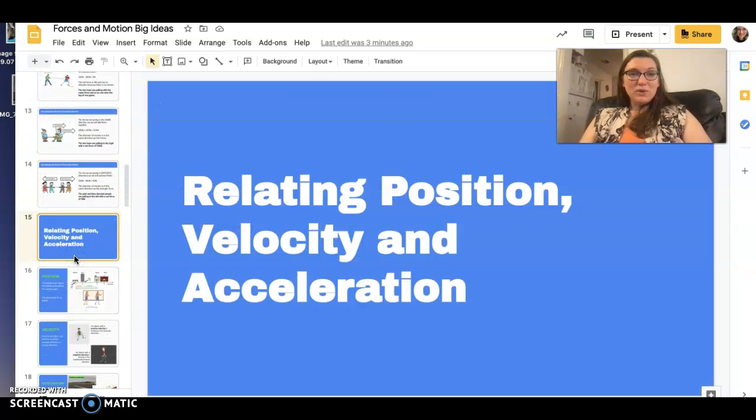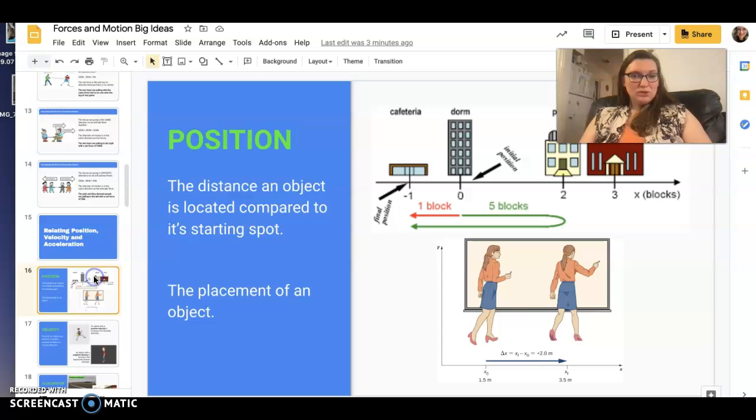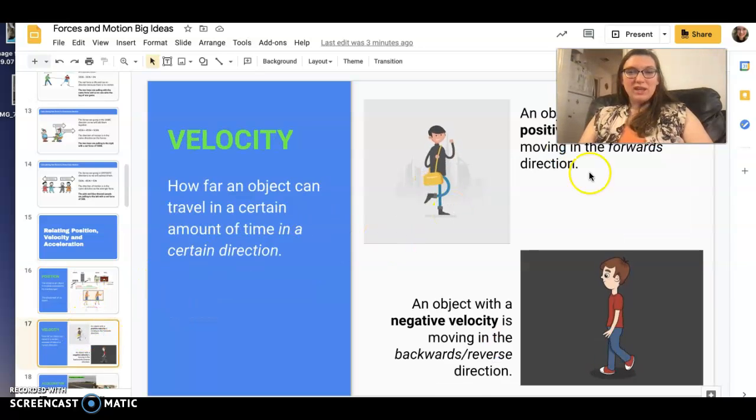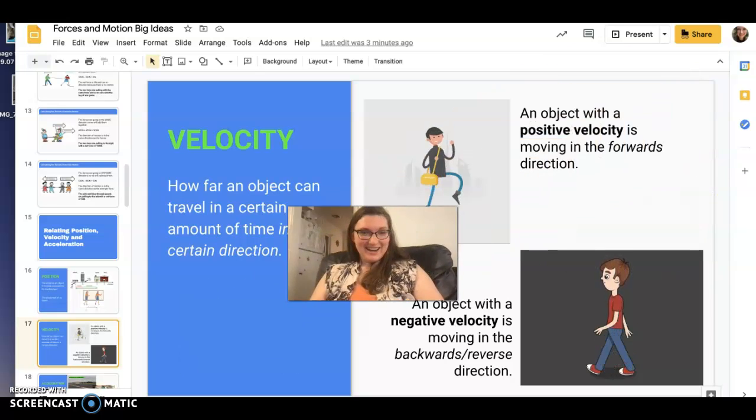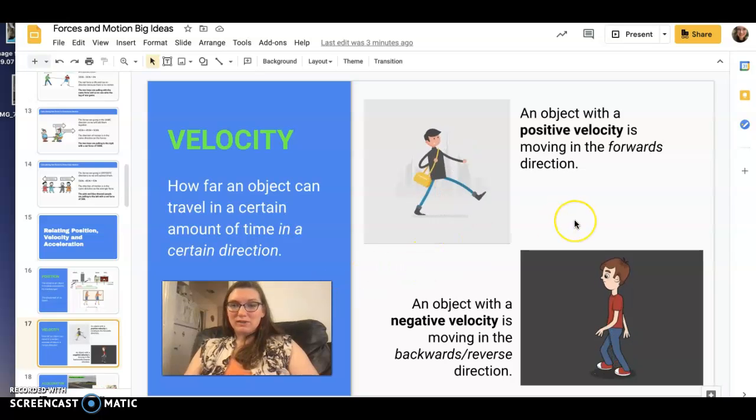Okay, so then you also are going to know about how to relate position, velocity, and acceleration. So to review that, position is where an object is compared to its starting point. We're not talking about movement yet, we're just talking about where it is. So where is it in comparison to the starting point? And then velocity is how fast is it getting there? How far can it travel in a certain amount of time?